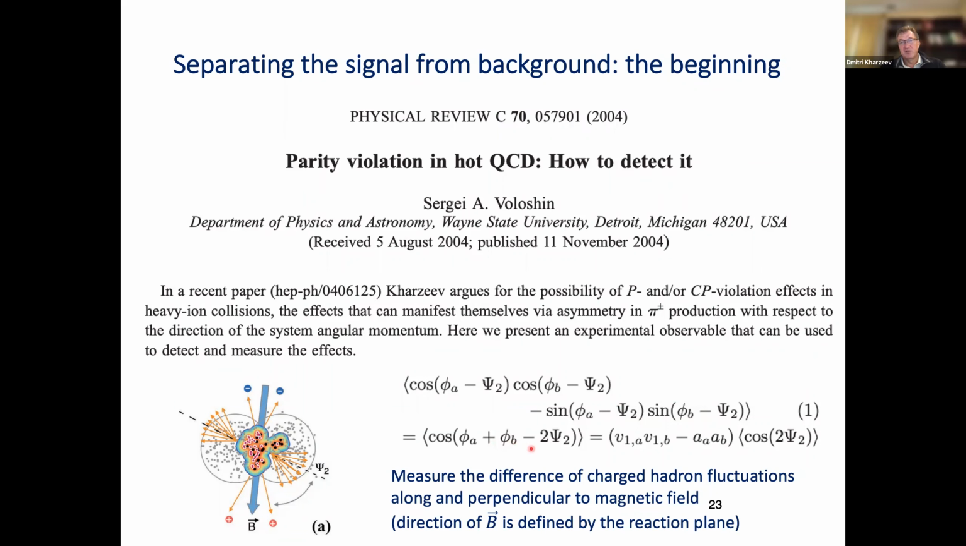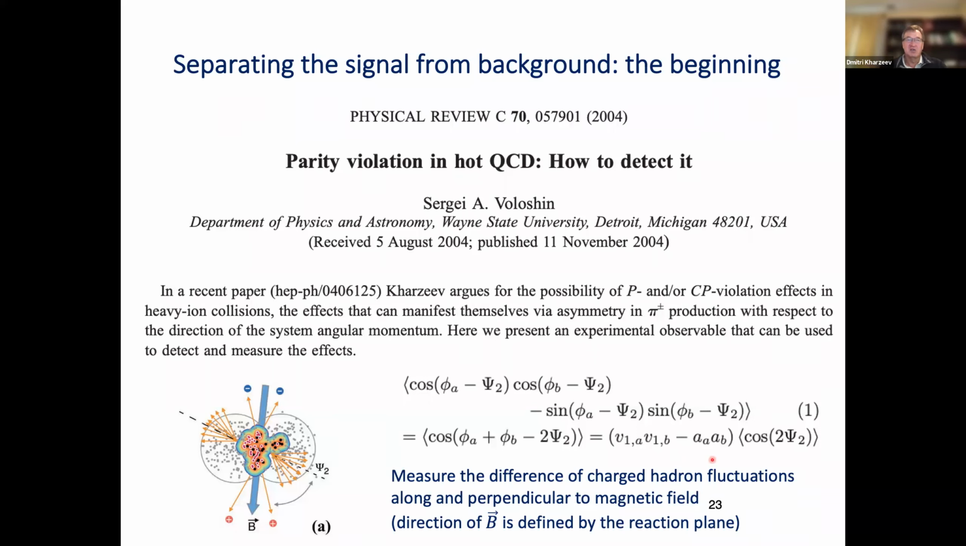However, Sergei proposed this quantity, which is really the difference of sine-sine and cosine-cosine. And the reason he did it is because he understood that there would be a background in this correlation. And so by subtracting this product of cosines, you remove background which does not depend on the orientation of the reaction plane. So basically, this difference is the difference of fluctuations in the reaction plane and fluctuations out of the reaction plane. Both contain backgrounds, and if there is no dynamical enhancement, let's say perpendicular to the reaction plane, then these backgrounds cancel each other. If there is some enhancement along the magnetic field, then you would be able to see it here.